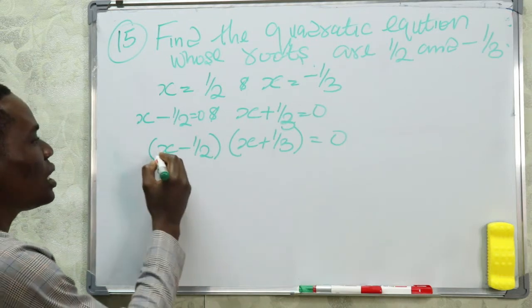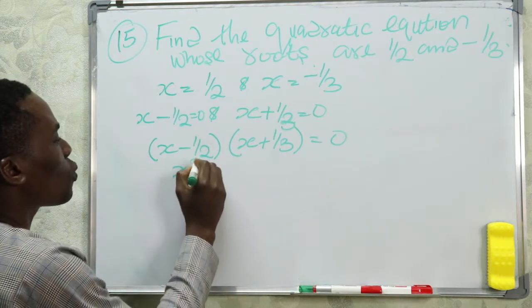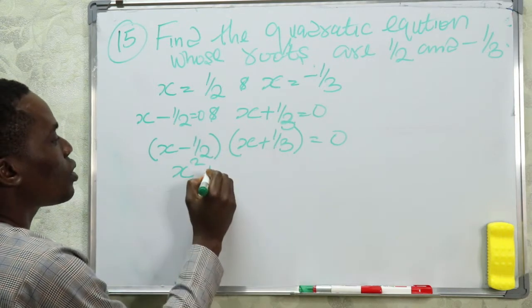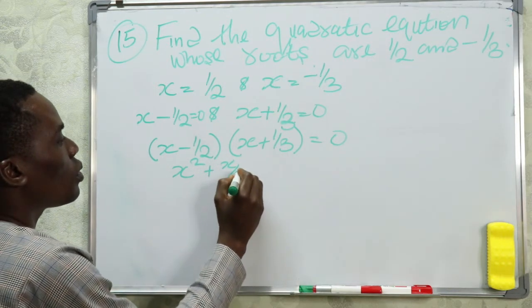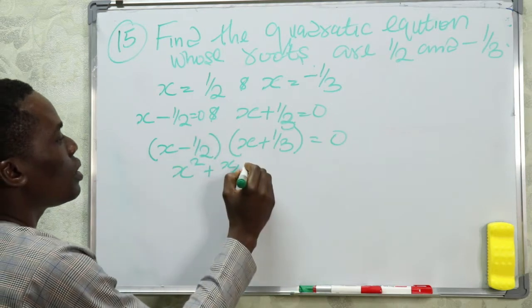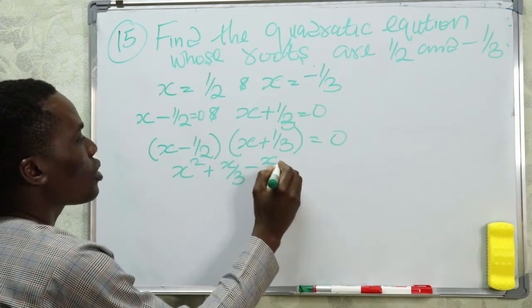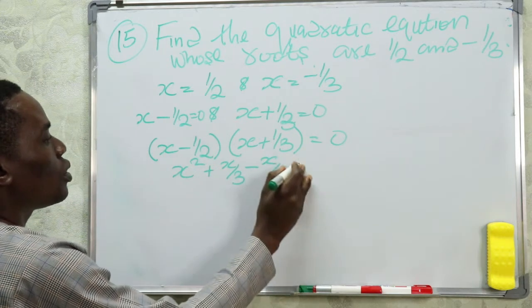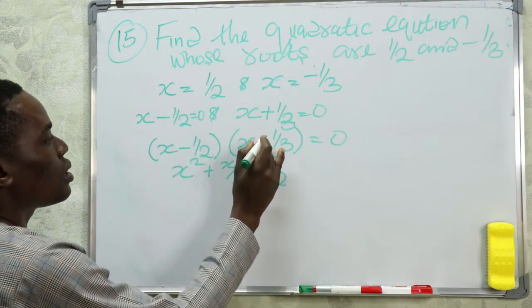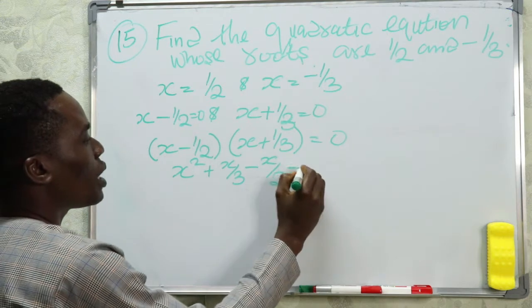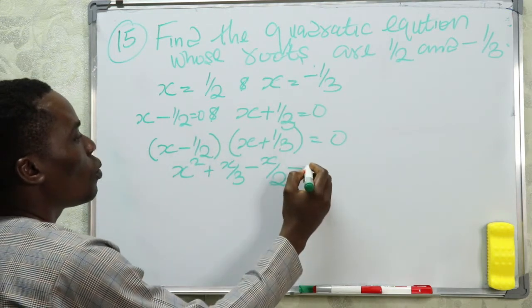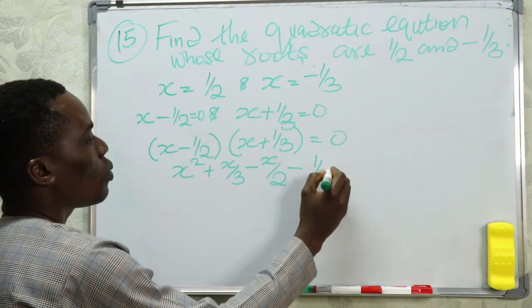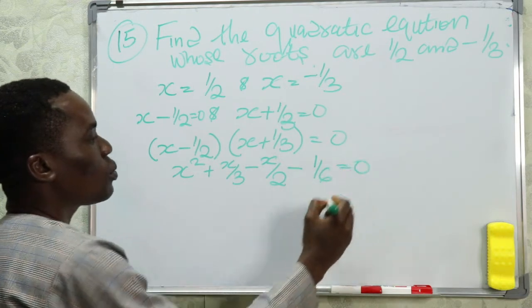Now let's multiply. This times this will give us x squared. This times this will give us plus x over 3. Now this times this will give us minus x over 2. Minus times plus will give us minus. This times this will give us minus 1 over 6. Everything will be equal to 0.